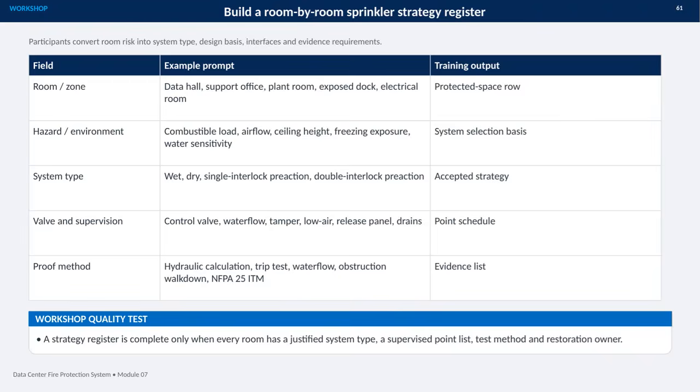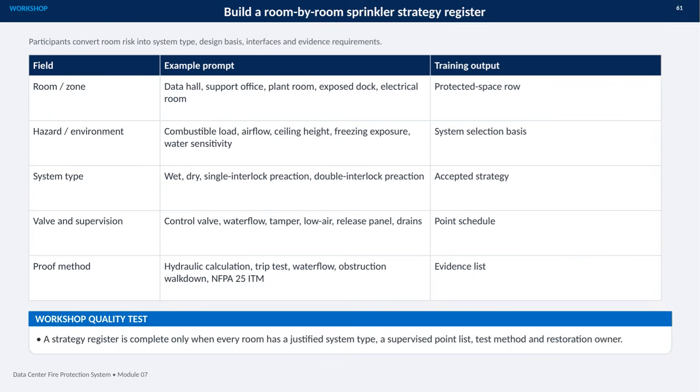This workshop turns room-level risk into a practical sprinkler strategy register for the data center. The goal is not simply to name a system. For every room or zone, we need to connect the environment to the design decision, the interfaces that must be supervised, and the evidence that will prove the system works.